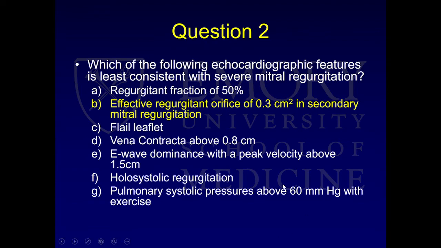E-wave dominance is an indirect measure. When you try to interpret and integrate your echoes for mitral regurgitation, you want to focus not only on some of those quantitative measures, but also on the indirect findings you will see. So if you have a very high inflow velocity with an E wave above 1.5, that would be consistent with severe MR. If you have an E to A pattern with a very small E and a very big A, it's unlikely to be severe MR.